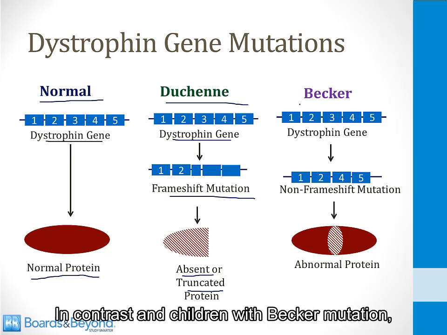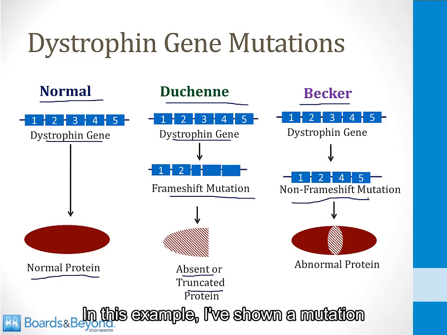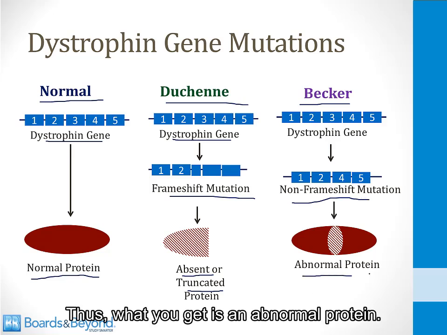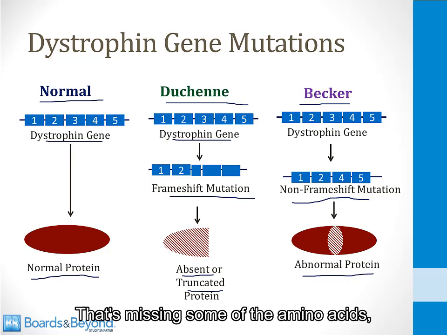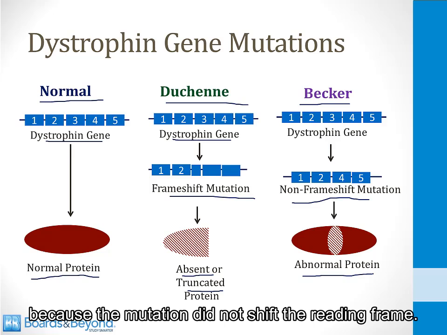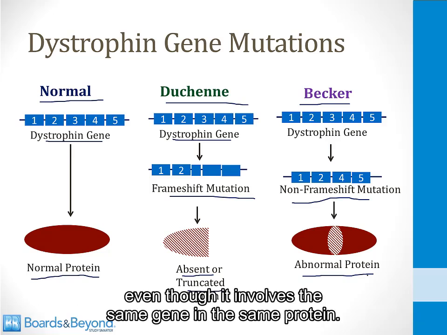In contrast, in children with Becker mutation, the dystrophin gene has a non-frame shift mutation. In this example, I've shown a mutation that leads to loss of codon 3. Thus, what you get is an abnormal protein that's missing some of the amino acids, but it still has many of them intact because the mutation did not shift the reading frame. Therefore, Becker tends to be a less severe disorder, even though it involves the same gene and the same protein.